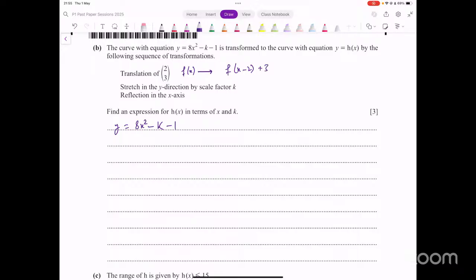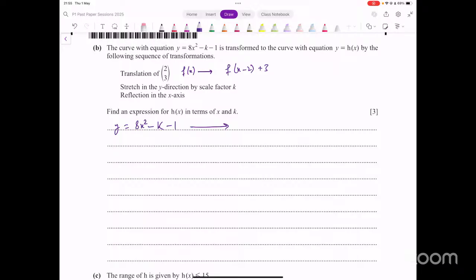So inside the function, you would replace x with x minus 2. And then outside, you would have a plus 3 with the whole function. These are two things that you would have to do. Okay? Let's apply that first translation.